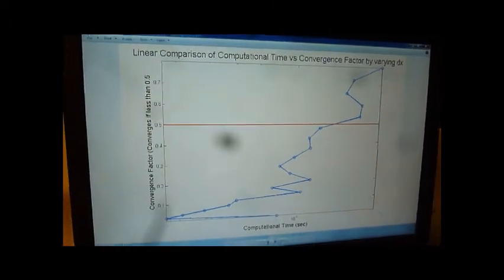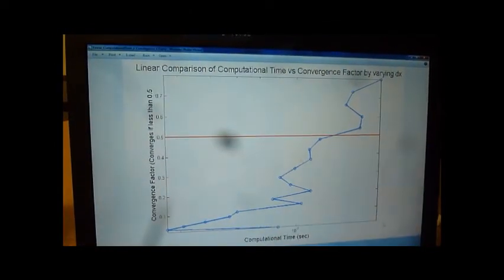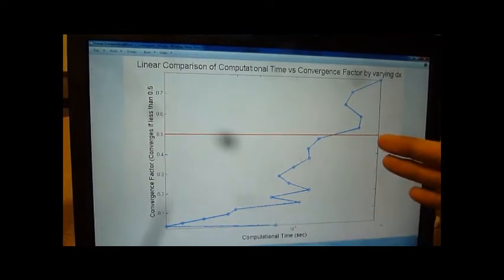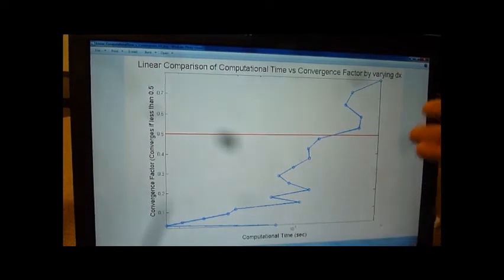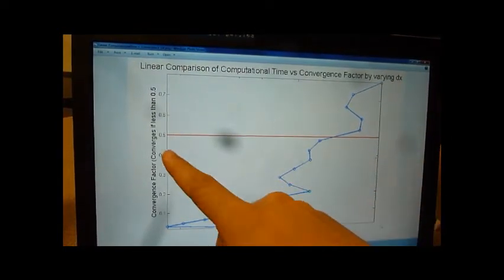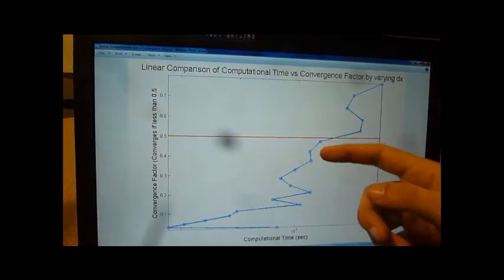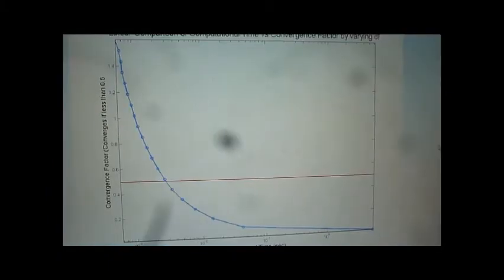After running a series of these tests, you can see that there's a general increasing factor, which makes sense as you start increasing the size of dx. Computational time will increase, as does the convergence factor. This red line here is the 0.5 value. Anything below this point will converge, anything above this point will not converge.